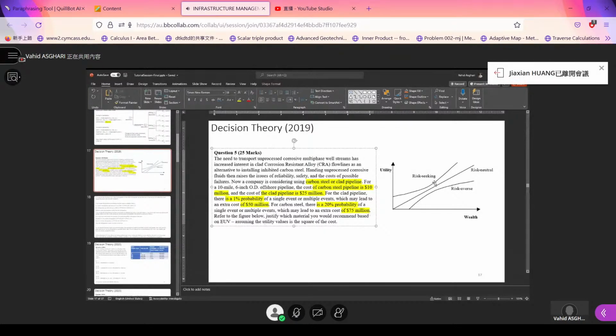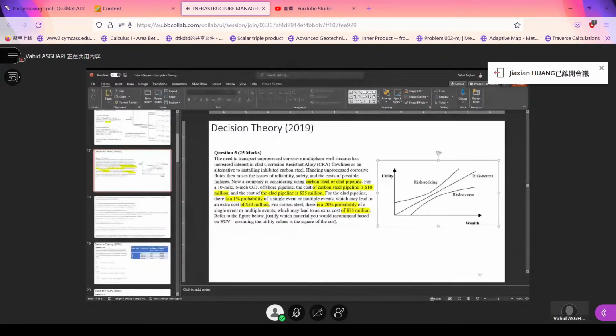Justify which material you would recommend based on expected utility, assuming that utility values is the square of the costs. So let me guide you through these type of questions. These type of questions that need you to explain stuff.